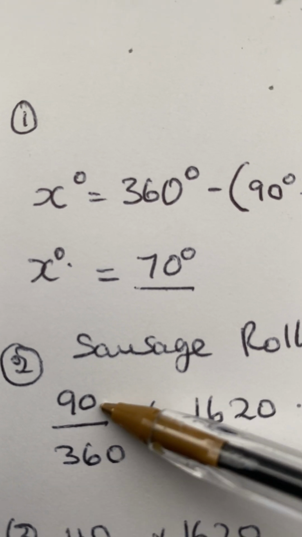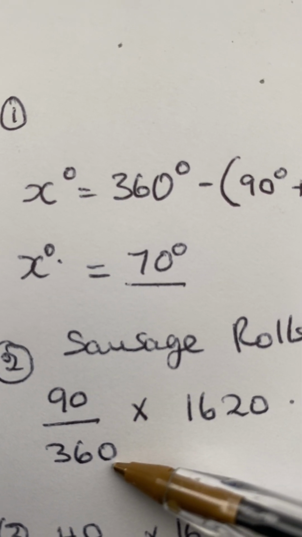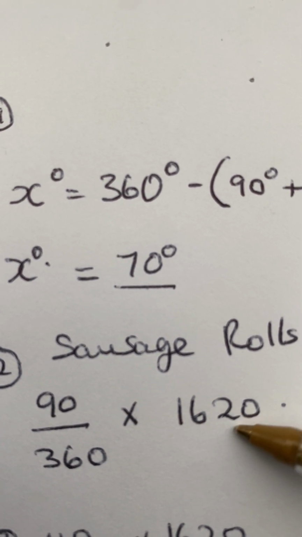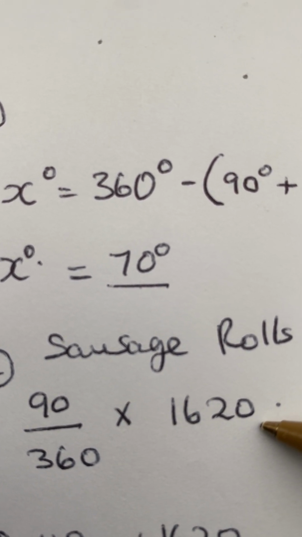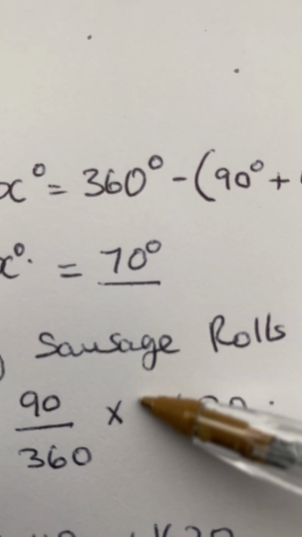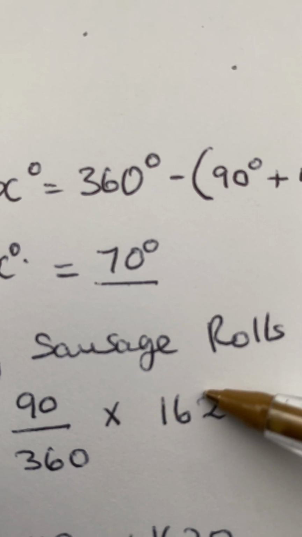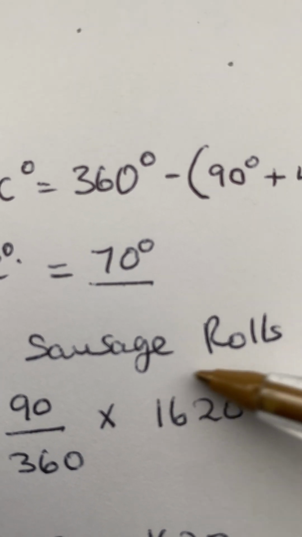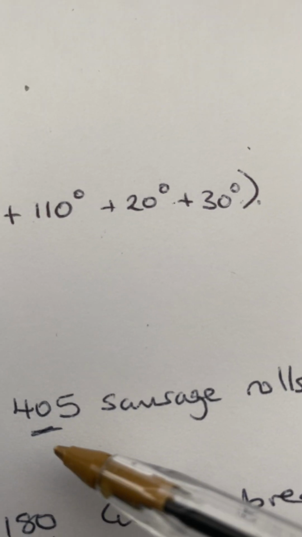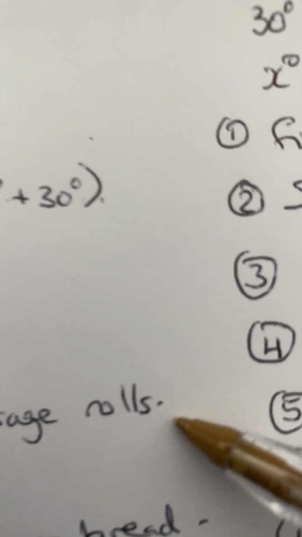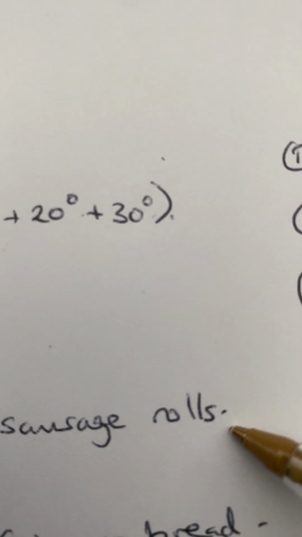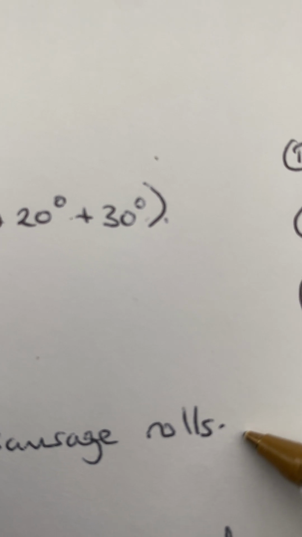So if you do 90 over 360 on the calculator, you times by 1620, because that's the total amount of items baked. When you do that, you get 405 sausage rolls. So that is how many sausage rolls were sold.